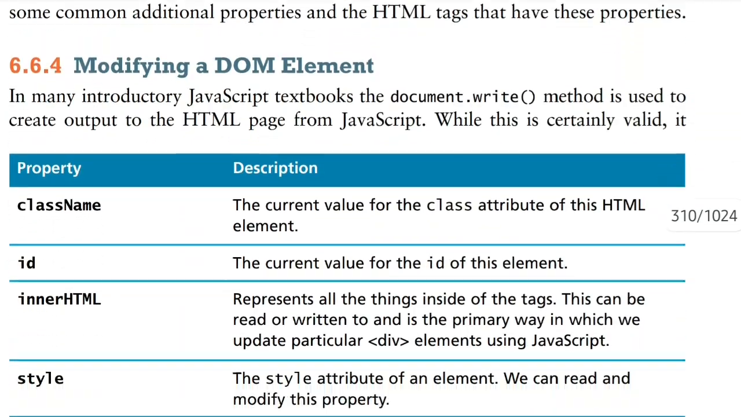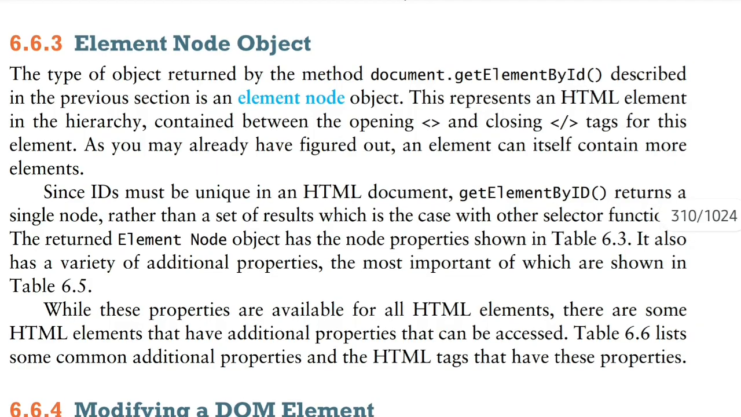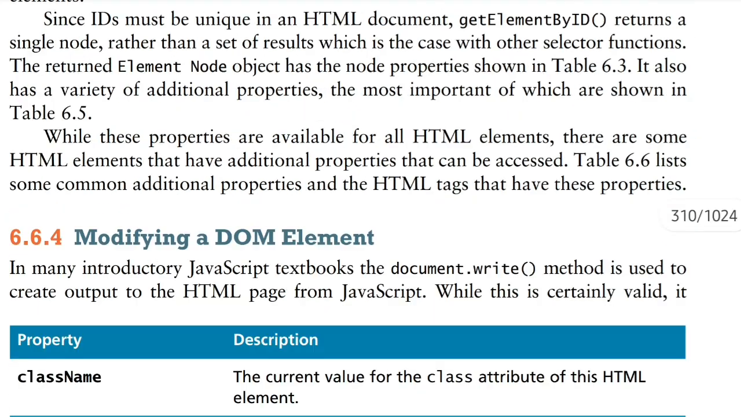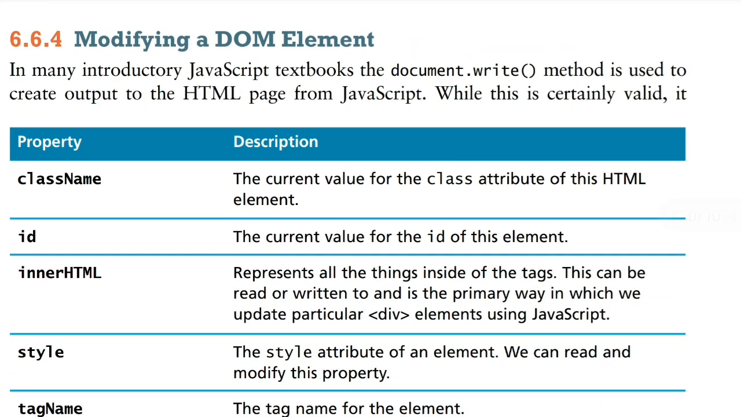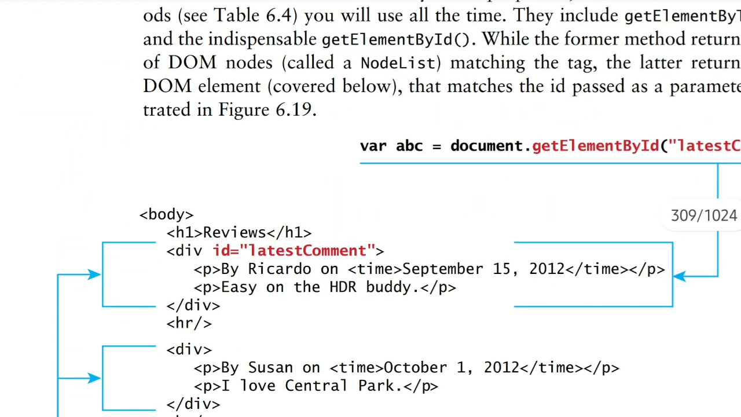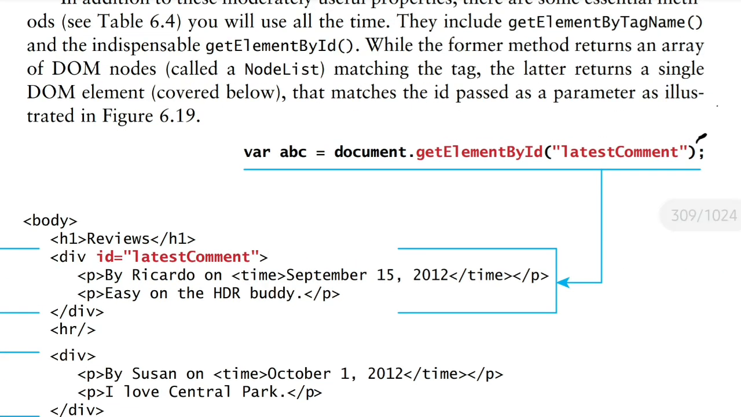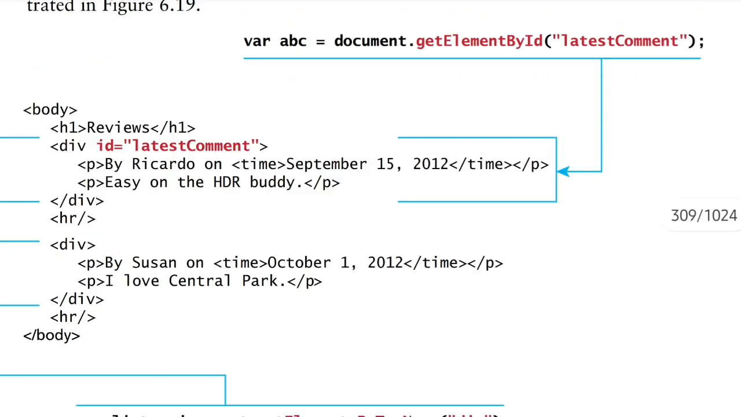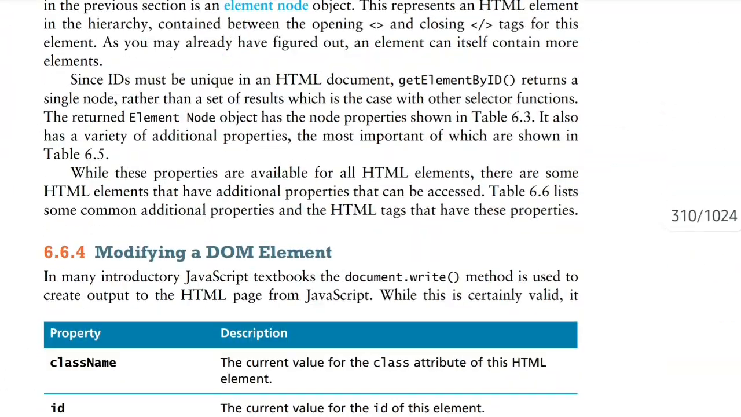Element node object, and modifying it. Okay, how do you get element by ID? To modify it also, you will be using the same thing, dot innerHTML you will be writing. What I mean is, I have displayed this one, right? So document dot getElementById, then I'll write here dot innerHTML, then whatever I want to write is equal to something. So whatever I write here, that will be displayed in the place of this one. Instead of Ricardo on September 15, whatever I write there, that will be displayed. We will be discussing the syntax in the upcoming topic.